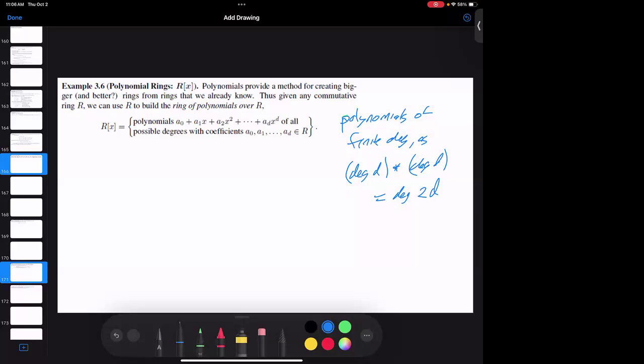But if I give you a degree 1 polynomial times a degree 1 polynomial, in general, that's going to be a degree 2 polynomial. So when I look at it, I have to look at polynomials of finite degree. So my set is going to be all polynomials of finite degree, and then it's an exercise to show that this is a ring.